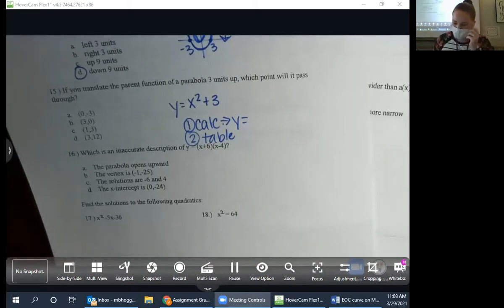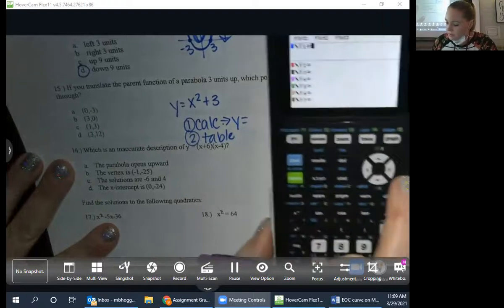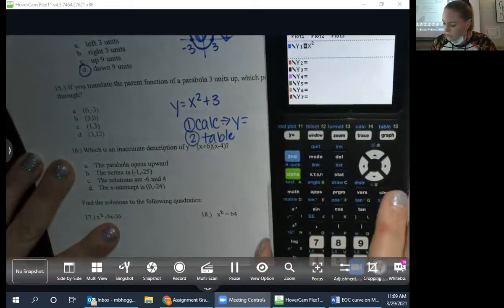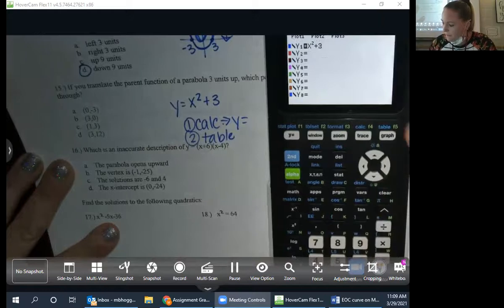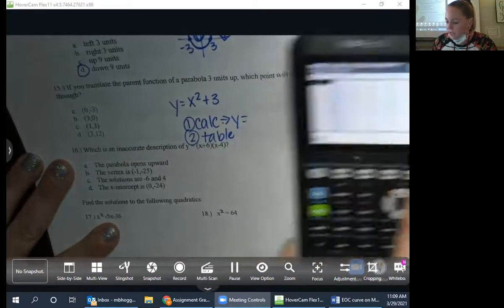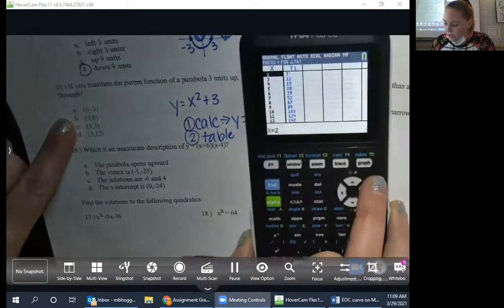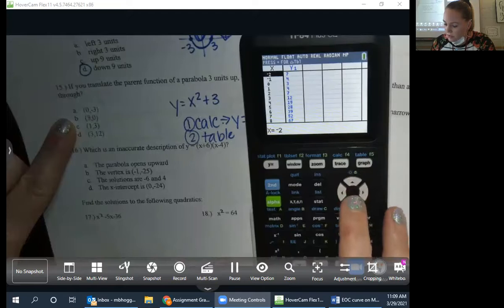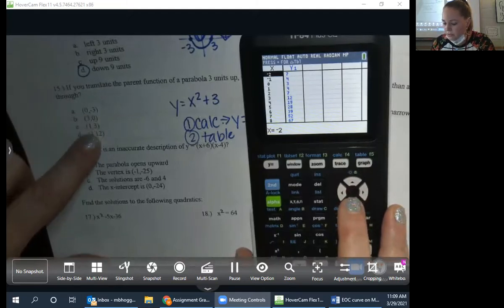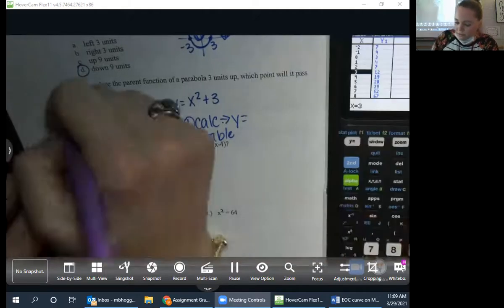Okay, so what I'm going to do right now is finish going through this with you guys. I'm going to go ahead and put this into my y equals, that equation, x squared plus 3. You can graph it, but really what you need to do is go to the table and see what your points are and see which one is listed in your four choices in the multiple choice. If you do that, you'll see that it's 3, 12.